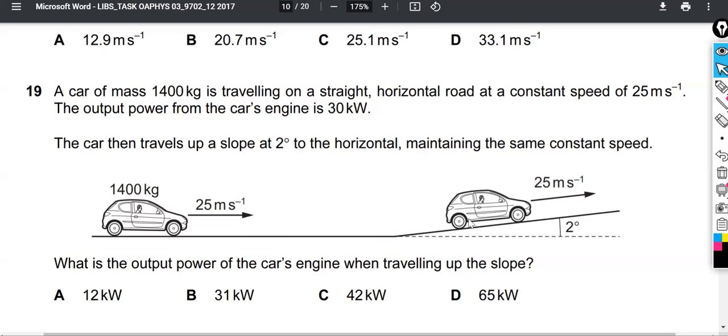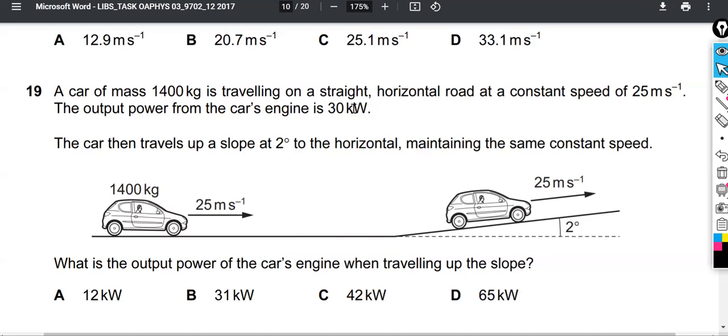As soon as we start to go up this slope, we have to overcome yet another force, namely the component of the car's weight that's acting down the slope. That's calculable. We know the mass of the car, we can calculate its weight, and the component of weight going down the slope. Then figure out how much extra power would be required to do that. And I almost guarantee you, if we were to do that calculation, the answer we would get would be 12 kilowatts, the extra power we need to go up the slope.